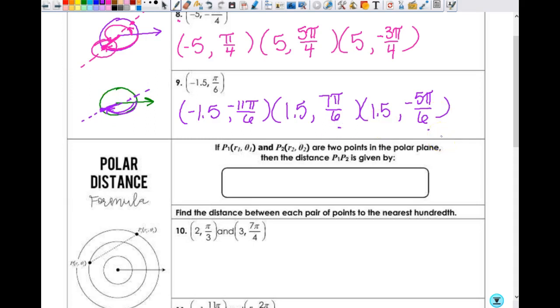That's what I'm saying. Which one's negative? Yes, good job. Yes, absolutely, because that's how you get a coterminal angle.